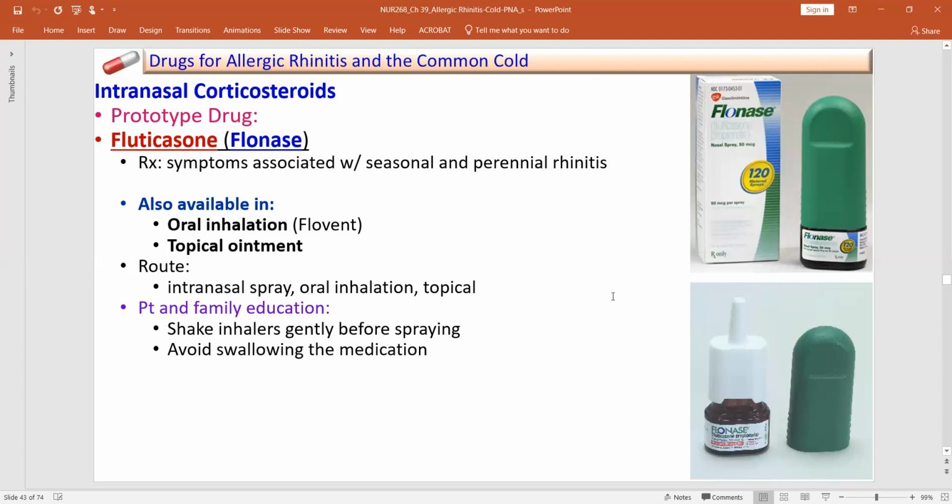In terms of patient and family education, other than shaking the inhalers gently before spraying, avoid swallowing the medication, and administer the decongestant first if used concurrently with this drug. So you teach the patient that they have to administer the decongestant first, if the decongestant is taken as a separate medication with the Flonase.